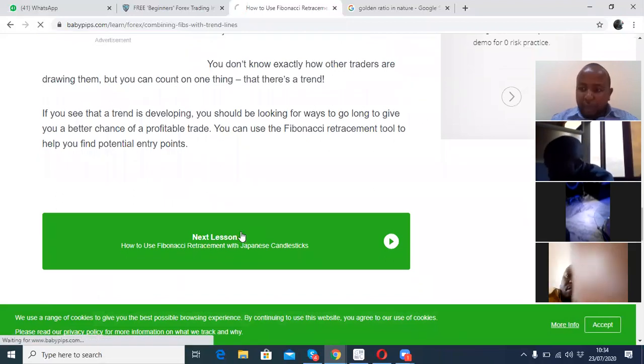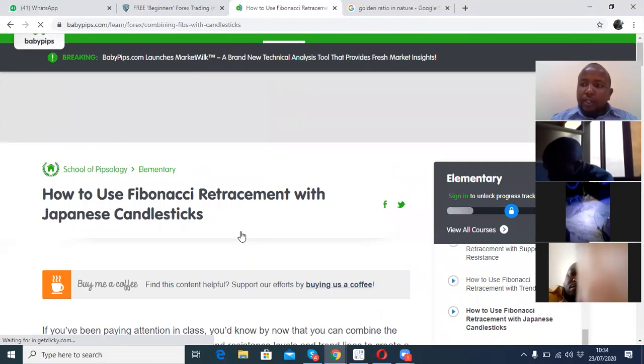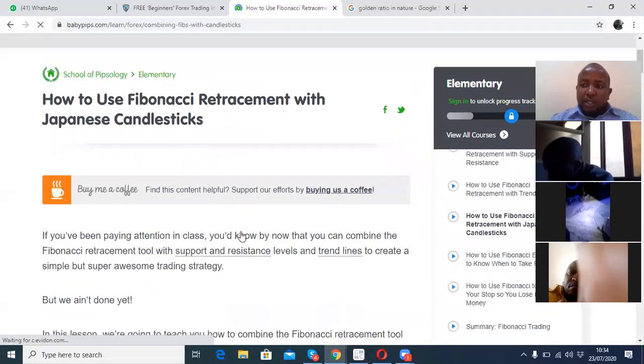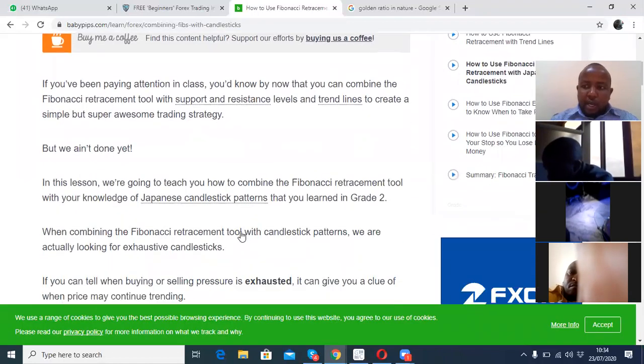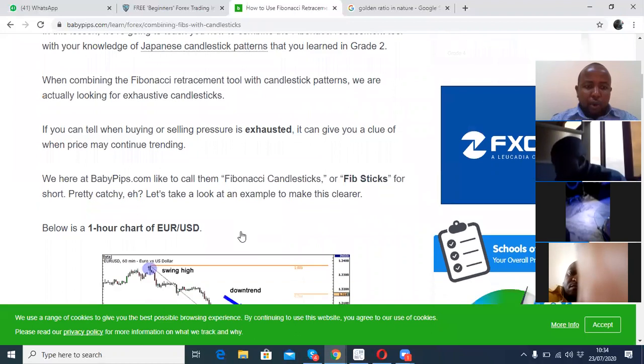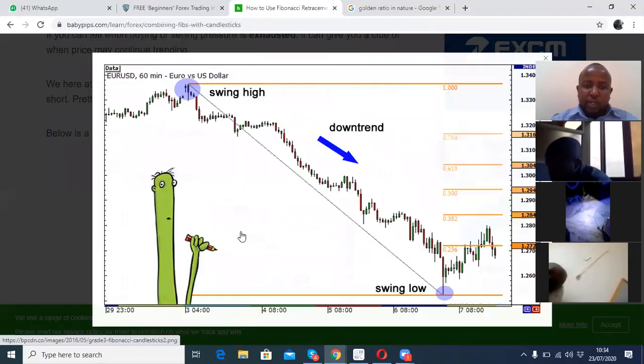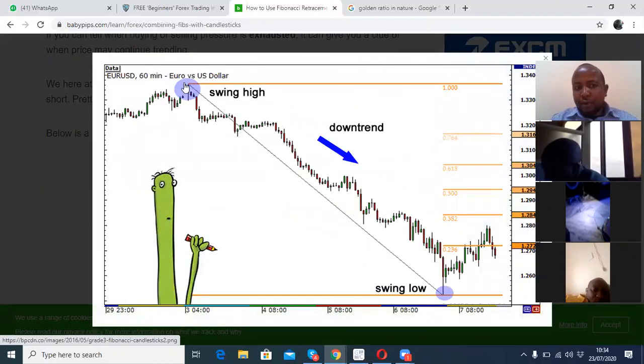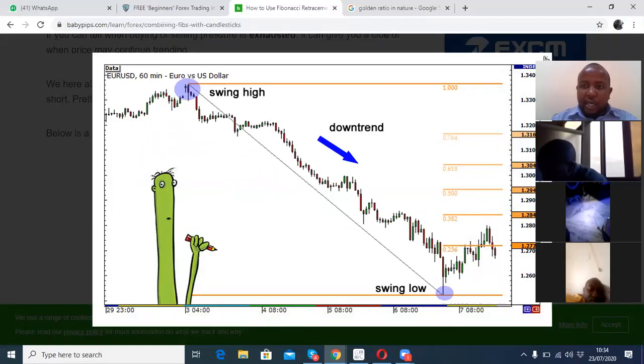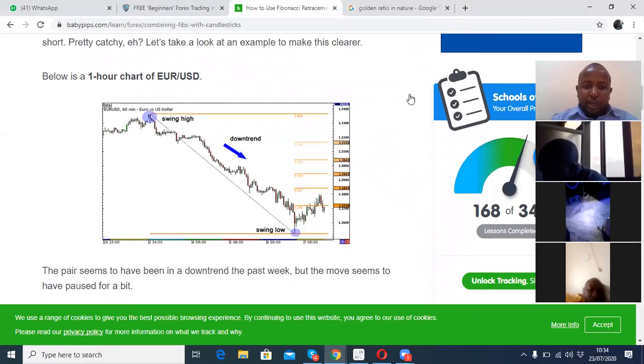You can also use them with Japanese candlesticks. Remember, I had sent you some materials on the WhatsApp group on Japanese candlesticks. So let me show you how you combine them with Japanese candlesticks. So this was a downtrend, a very big one. You can see from swing high and swing low, this was our downtrend, a very strong downtrend.